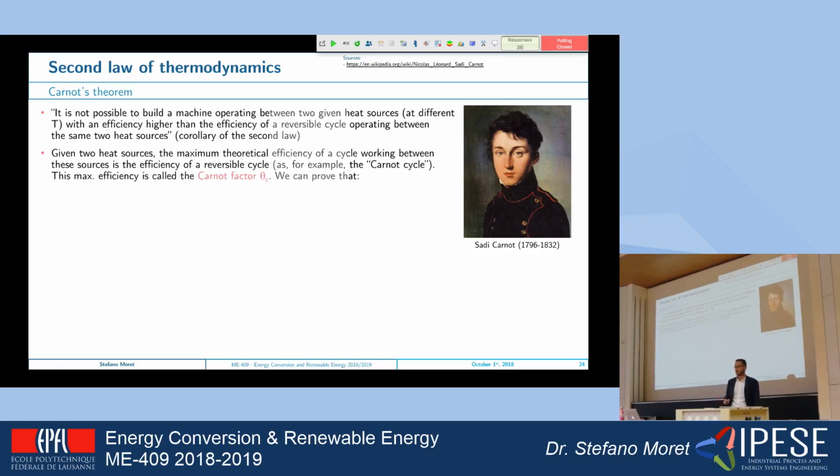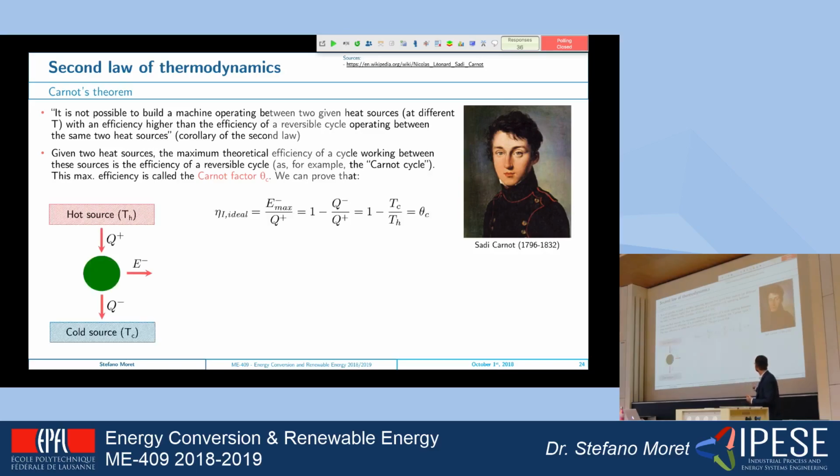So the key result that Carnot had: what this theorem says is that if you give me two heat sources at two different temperatures, hot and cold, the maximum efficiency of a cycle that operates between these two temperatures is the efficiency of Carnot, what we called here the theta Carnot. So if we have a cycle operating between a hot source at T hot and a cold source at T cold, the maximum efficiency of this cycle in an ideal reversible case is calculated by this equation.